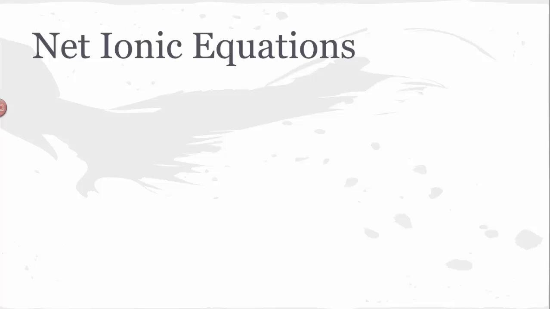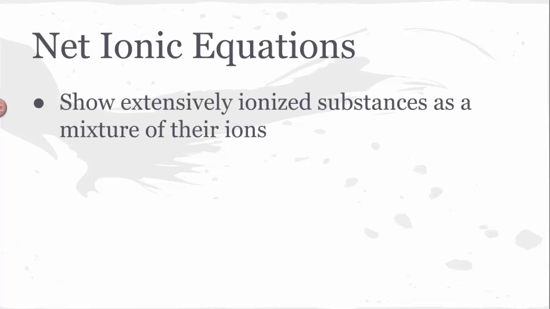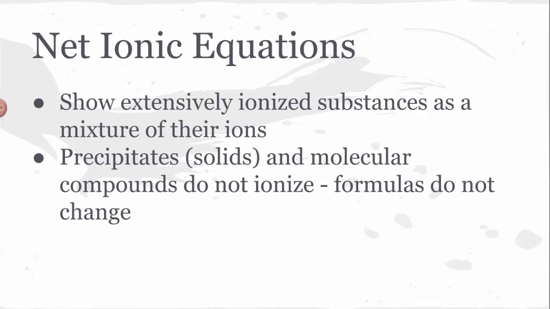So net ionic equations will show anything that is ionized, anything that is soluble, aqueous, as a mixture of the ions instead of as a neutral formula. And that's going to be really the key to it. Precipitates, anything that's a solid, or molecular compounds, they don't ionize, they don't form ions. So we don't change their formula, we leave the formula alone. So really this is the basis of how we're going to do our net ionic equations. Anytime something is aqueous, we're going to split it into its ions. Anytime it's a solid, precipitate, or a molecular compound, a liquid or gas, we leave it alone.